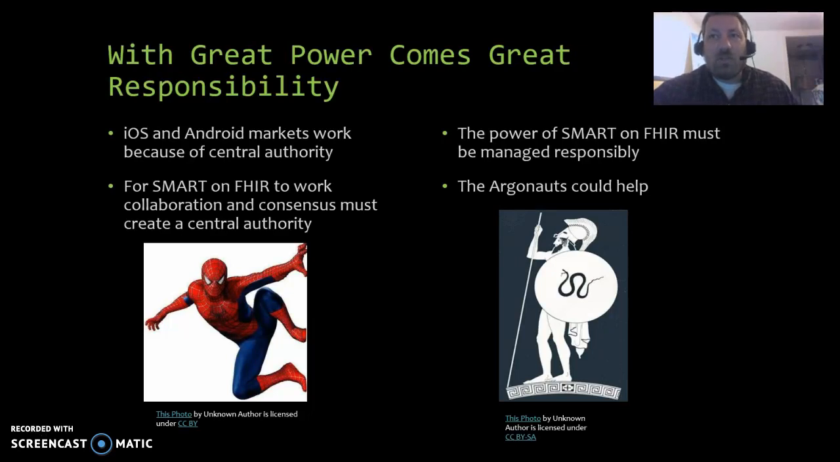Luckily, there is such a group right now. They're called the Argonauts, and they're made up of competing vendors, standards organizations, regulators, and even healthcare organizations. And if they can get everyone to come to a consensus on a broad implementation of the standard, then I think we can really begin to realize huge improvements in healthcare applications, especially in the areas of implementation, usability, and semantic interoperability.